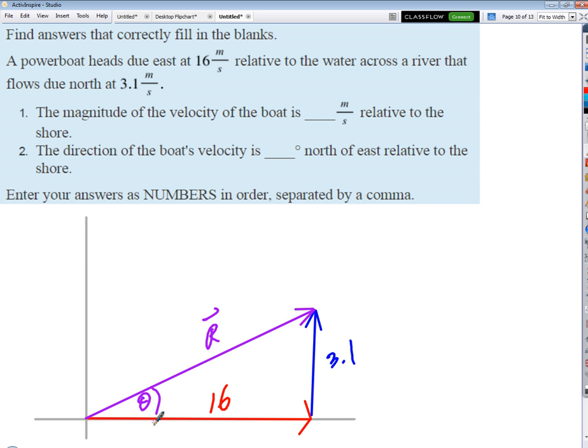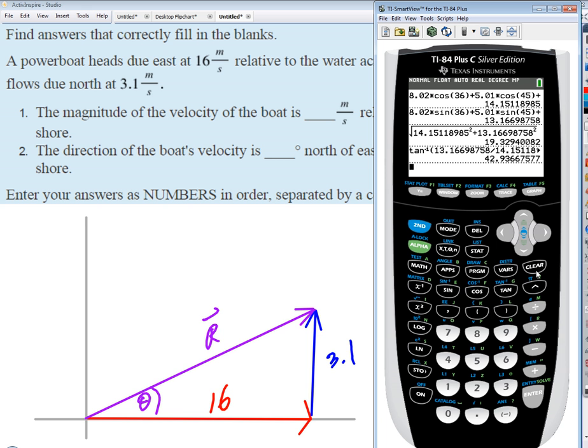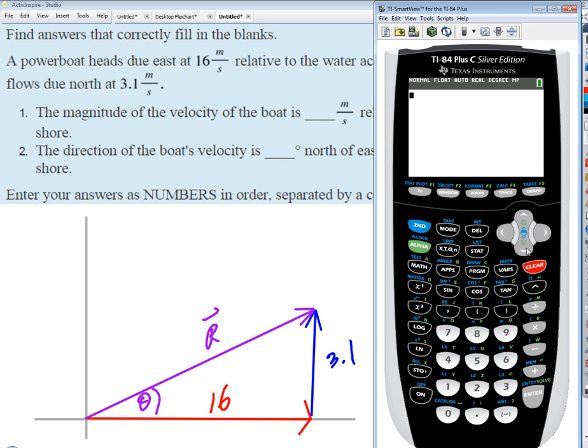Pythagorean theorem, sure. So that's just a calculator issue. So let me pull up my calculator. So this is one where I would like to encourage you to do the entire calculation at once on your calculator. It ends up being easier. So tell me if this does or doesn't make sense. So we're going to go square root of 16 squared plus 3.1 squared. Does that make sense? Okay.